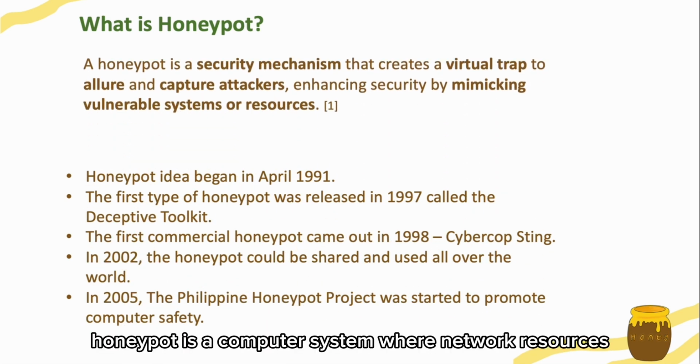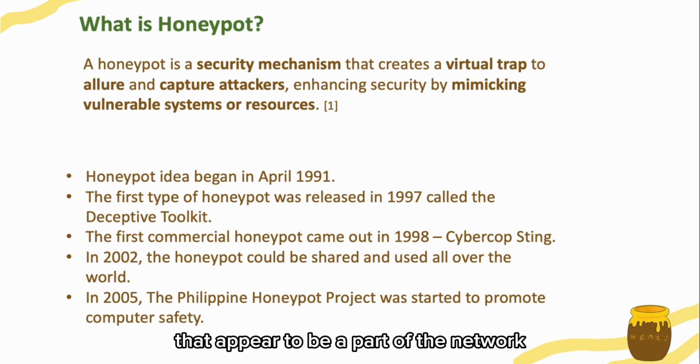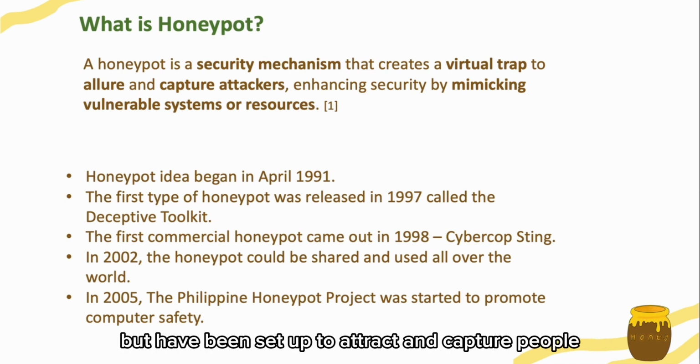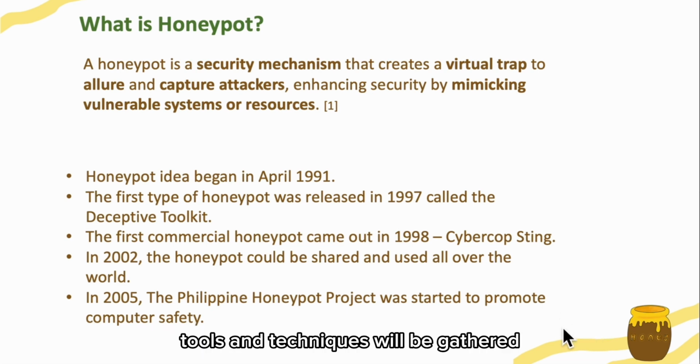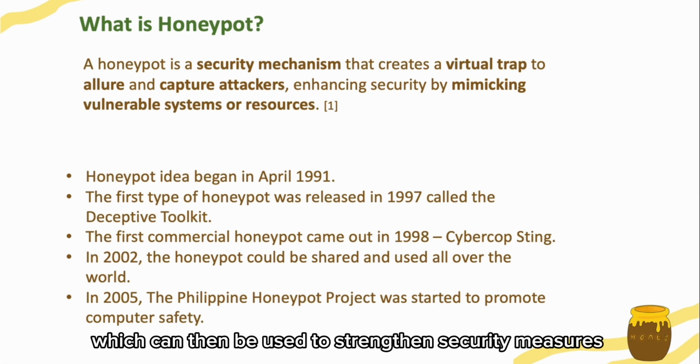Honeypot is a computer system where network resources appear to be a part of the network but have been set up to attract and capture people who attempt to penetrate these computer systems. Honeypot is intentionally made to appear vulnerable to lure attackers away from actual targets, and their behaviors, tools, and techniques will be gathered, which can then be used to strengthen security measures.